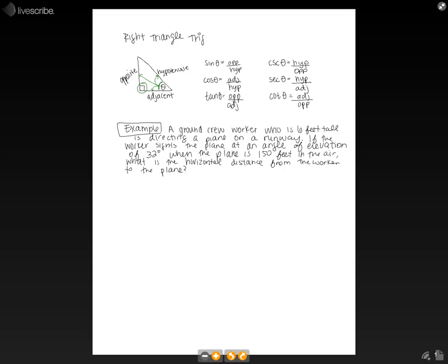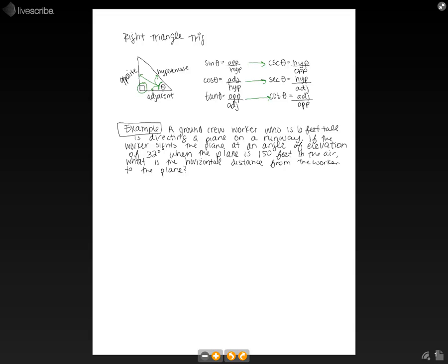The cosecant of theta is equal to the hypotenuse over the opposite. The secant of theta is equal to the hypotenuse over adjacent, and the cotangent of theta is equal to adjacent over opposite. And as you can see, there's a relationship here that these are just flipped. So the sine of theta is opposite over hypotenuse, but the cosecant of theta is hypotenuse over opposite, so they have just flipped. Let's do an example.